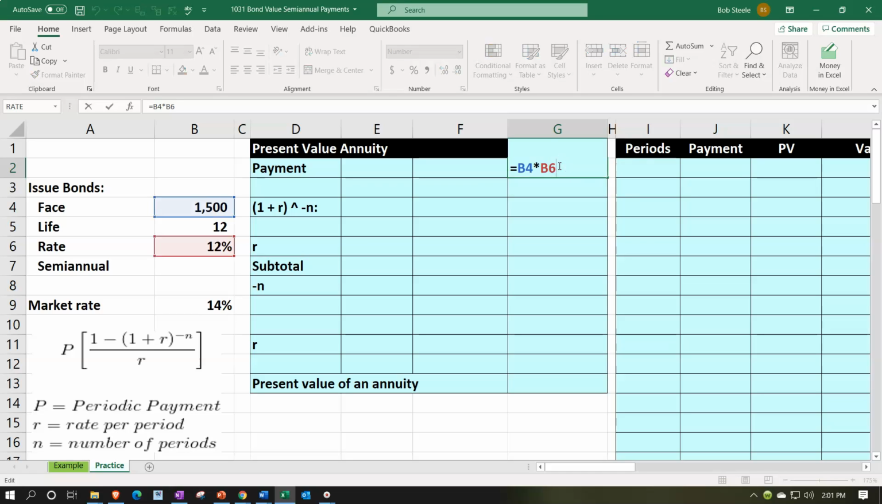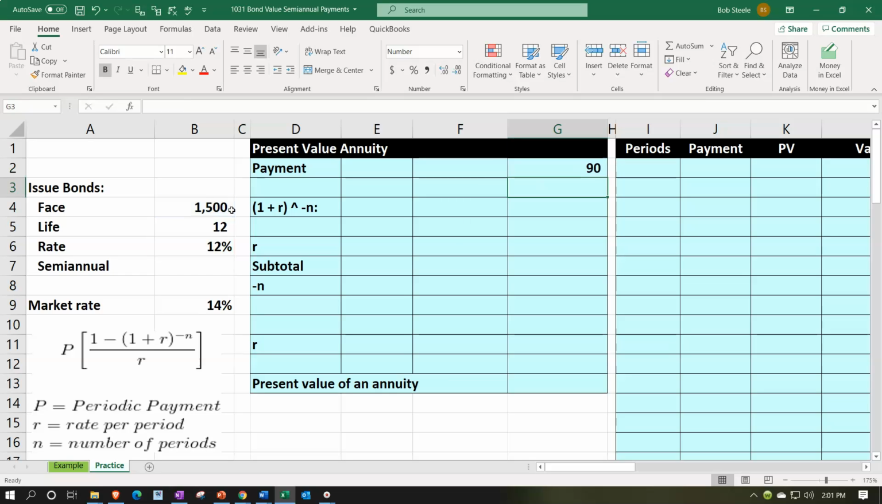I also just want to point out that you can think about this as taking the 12% divided by 2, which would give you the 6% rate per 6 months, and then multiplied by the 1,500. That's important because that's how you think about it with the Excel functions, which we will see shortly. So I'm going to take this and divide it by 2.